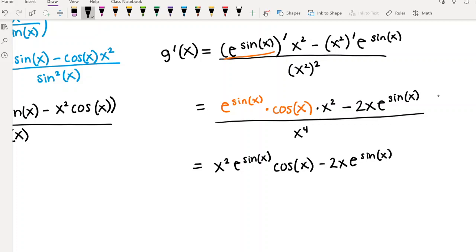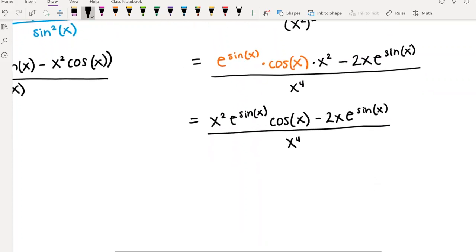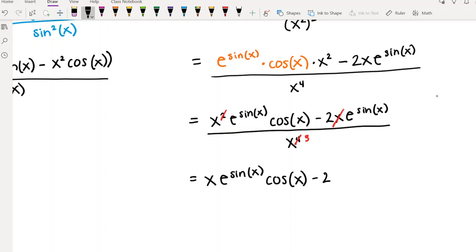And this one we actually can simplify something, right? Because we have x to the fourth in the denominator, we can reduce everything by 1 power. So we can make this instead x cubed, and this will just become x, and this x will go away. And so we're left with x e to the sine of x times cosine of x minus 2e to the sine of x, all divided by x cubed.